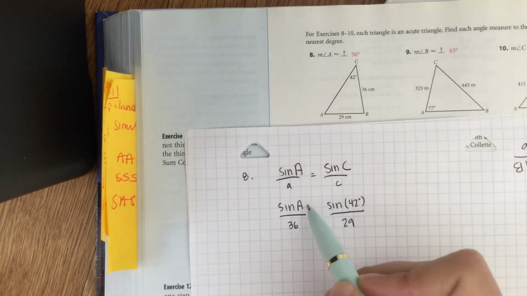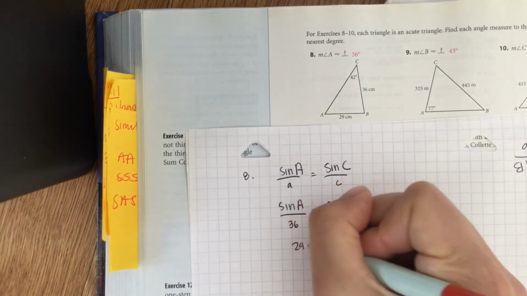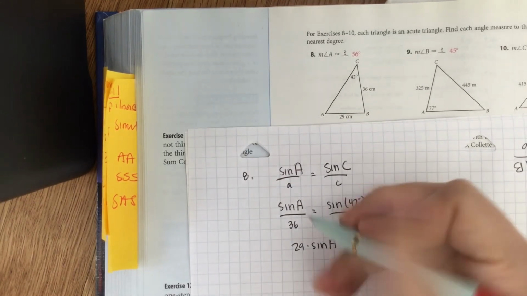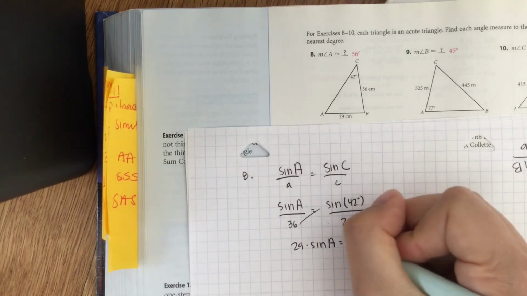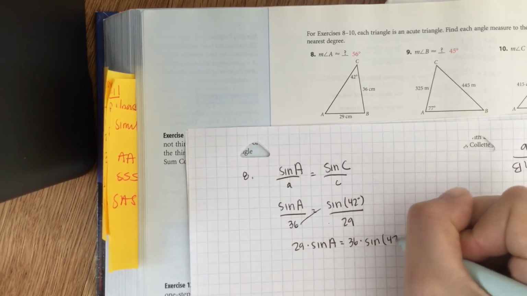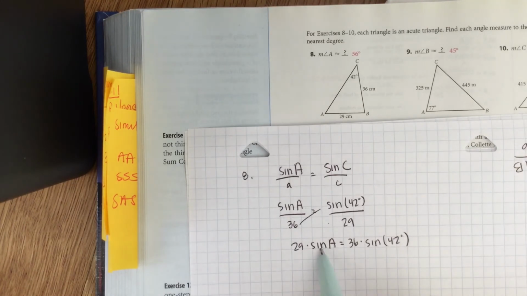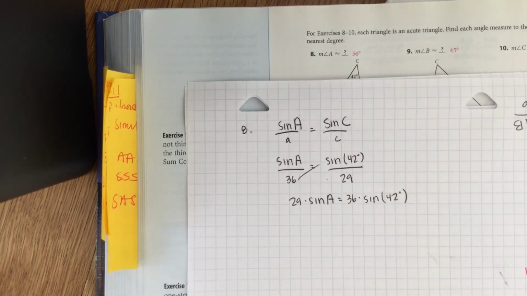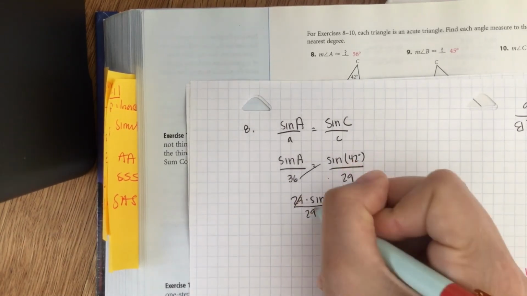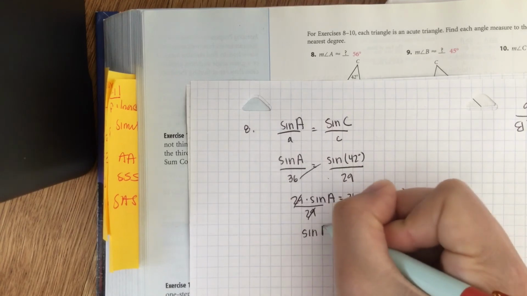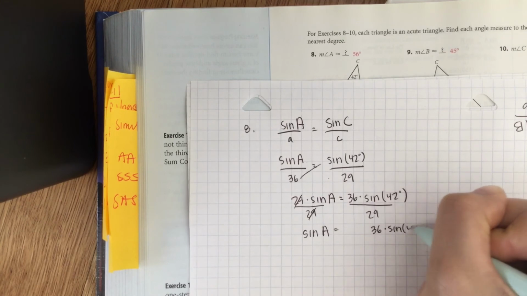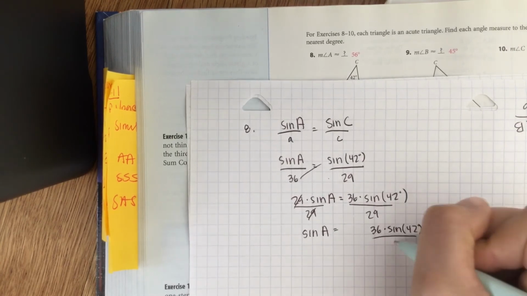Okay, so here we have 29 times the sine of angle A, which is our unknown. And here we have 36 times the sine of 42 degrees. To get the sine of angle A by itself, we want to undo the multiplication, so we're going to divide by 29. And so we get sine of angle A is equal to 36 times the sine of 42 degrees over 29.